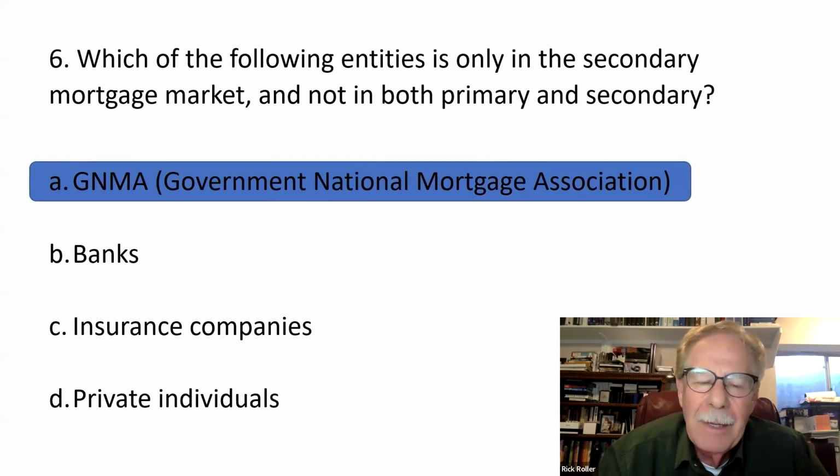Ginnie Mae steps in and takes over these loans. They get packaged up into larger packages, and the whole package is sold to either Fannie or Ginnie. But both of those are secondary money market lenders.